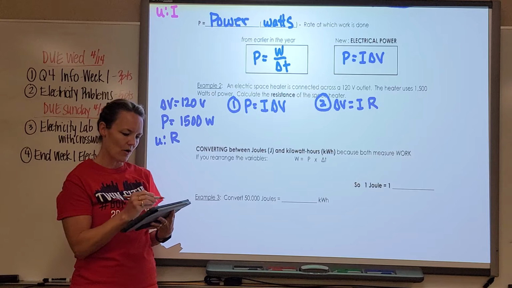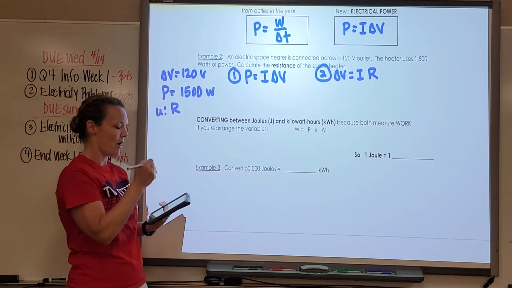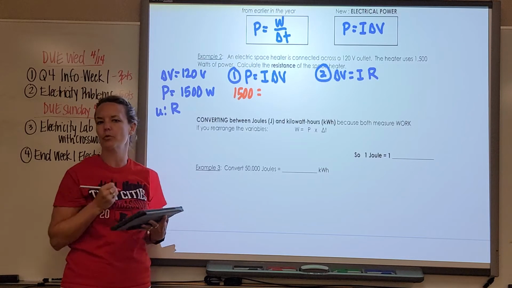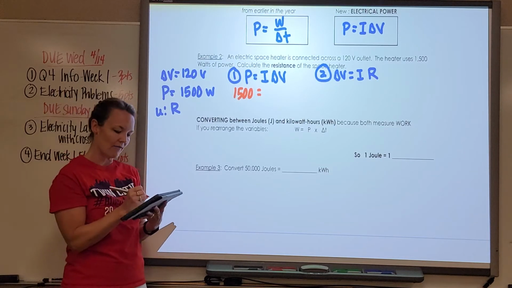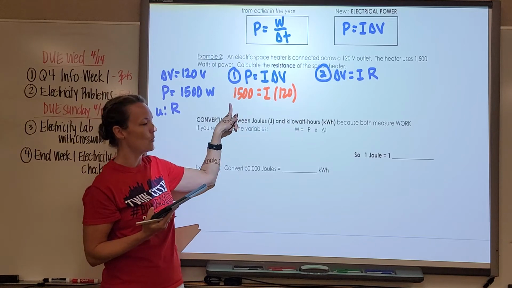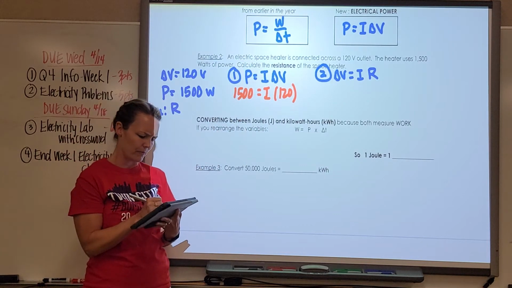All right, so here we go. Starting with the first equation, my power was 1500 watts. Have to be in watts, we're good to go. Well, I don't have I, but I have delta V, which is 120. I need to divide the 120 over, and when I do that, I get 12.5 for my current.